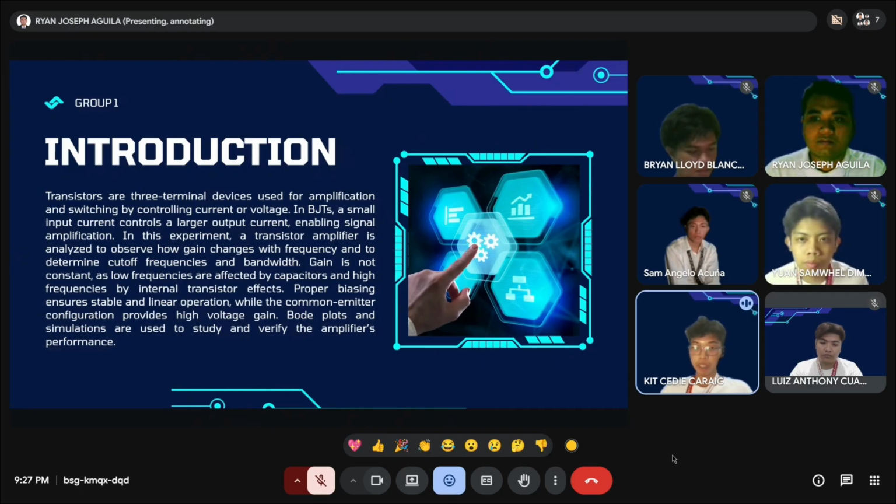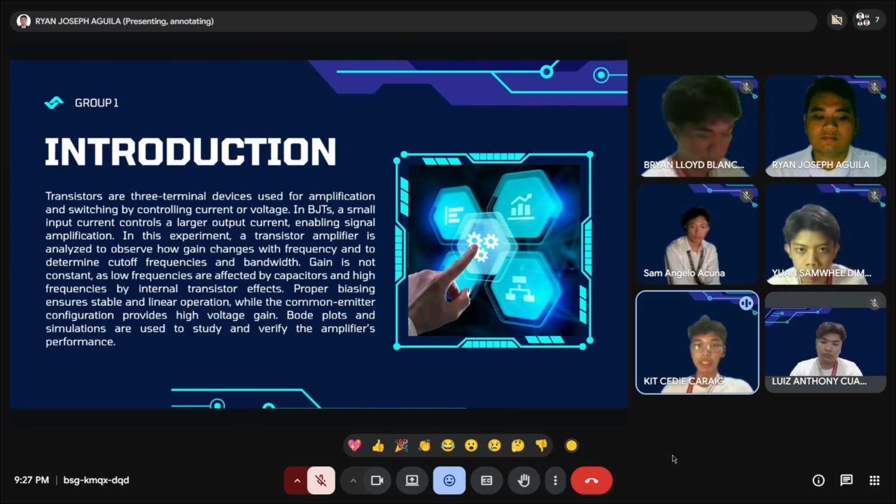So in this experiment, a transistor amplifier is analyzed and we observe how gain changes with frequency and determine the cutoff frequency and bandwidth. Gain is not a constant: low frequencies are affected by the capacitors and high frequencies by internal resistance effects.